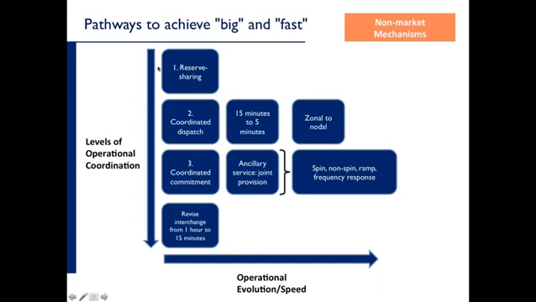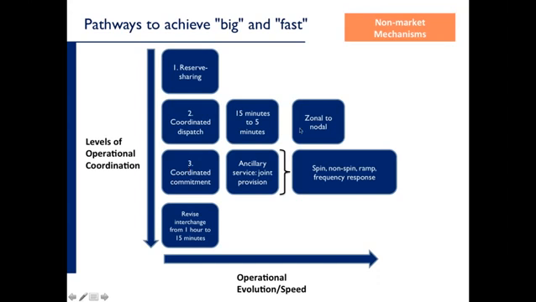And we'll talk about some market evolution here in a moment, but you may start with reserve sharing, maybe go to coordinated commitment and dispatch, and perhaps move to faster dispatches, or perhaps you would start with reserve sharing, do a coordinated dispatch, maybe you're doing dispatch every hour, and then move to coordinated commitment. So you might go box 1, box 2, box 3, and then move to a faster dispatch.